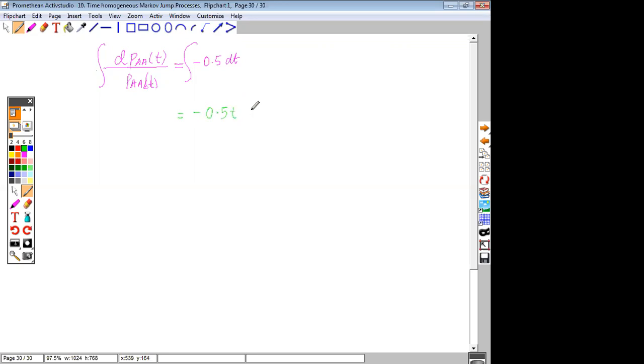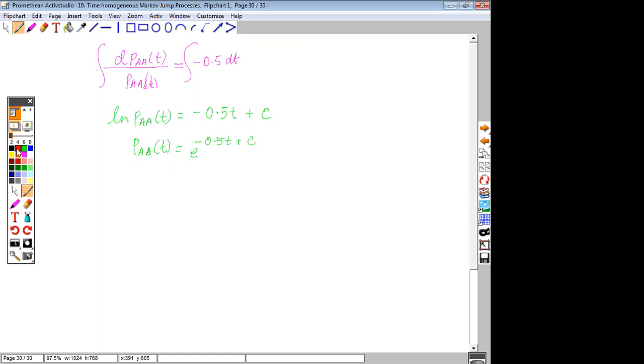Log of P_A(t). And right, this is just log because the derivative of log is 1 upon x. So again, this is just log P_A(t). So this is what you have. Again, I'm just going to write one particular constant here. Okay, so now once you have this relationship, you can convert everything in terms of P_A. So your P_A(t) is just e raised to minus 0.5t plus c.